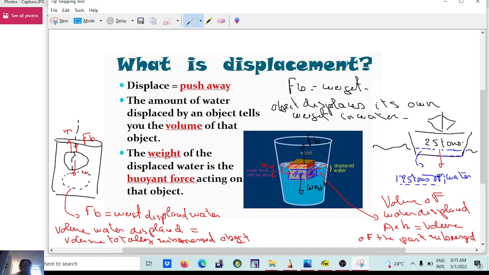So the weight of that boat here is 25 tons. The buoyant force here is also 25 tons since it's in equilibrium, and that 25 tons is the weight of the water displaced, and that water displaced here, you see, is that volume here that is submerged.